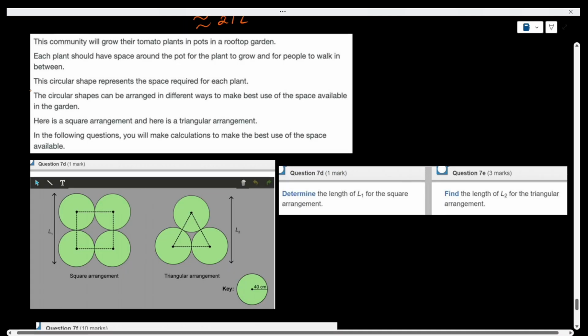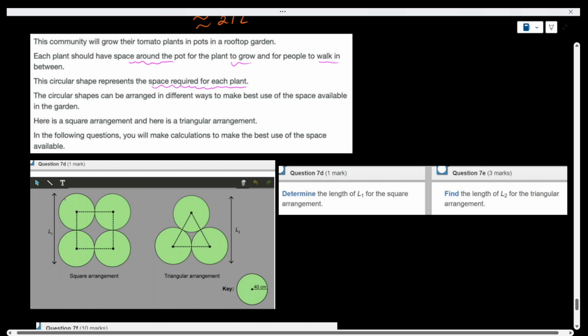After this, what is written here? This community will grow their tomato plant in pots in a rooftop garden, right? Each plant should have space around the pot here, so space around the pot for the plant to grow and for people to walk in between. The circular shape represents the space required for each plant, right?